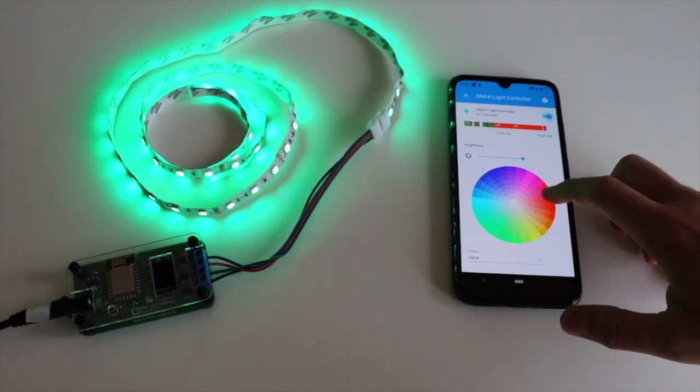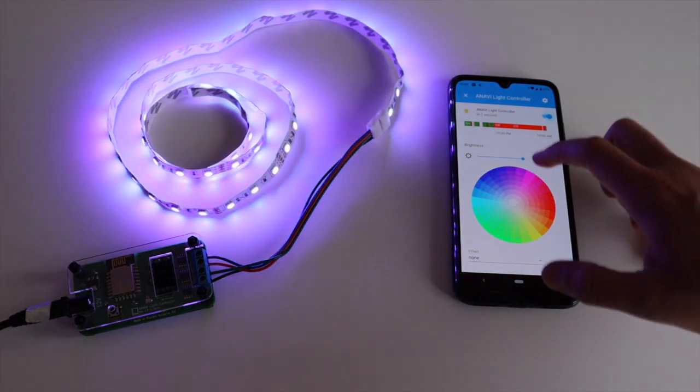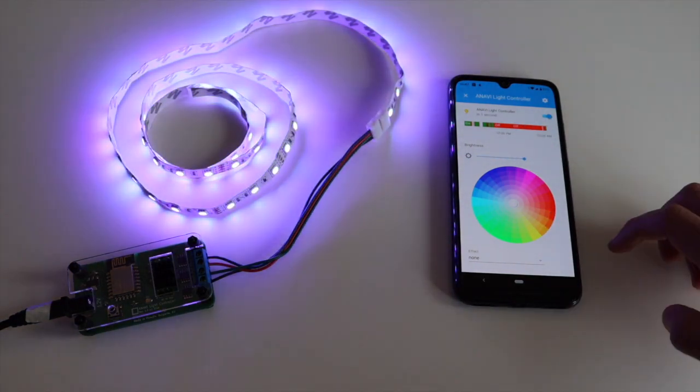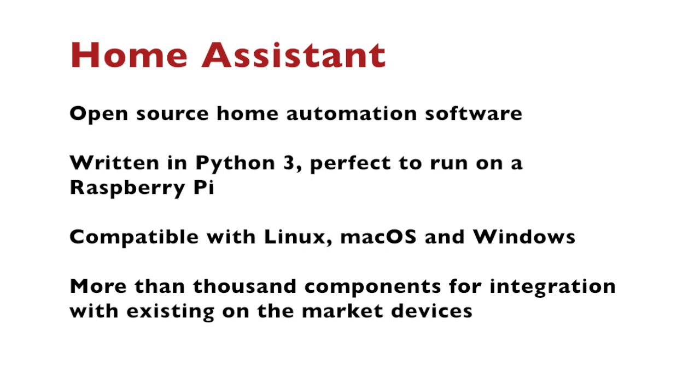I'll demonstrate the exact steps how to configure and control a 12-volt RGB LED strip from Home Assistant using ANAVI Light Controller. Home Assistant is an open-source home automation software. It's written in Python 3 and it's compatible with Linux, macOS, and Windows. There are more than 1,000 components for integration with existing on-the-market Internet of Things.